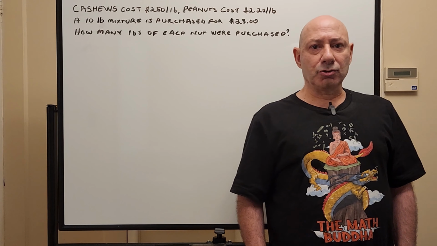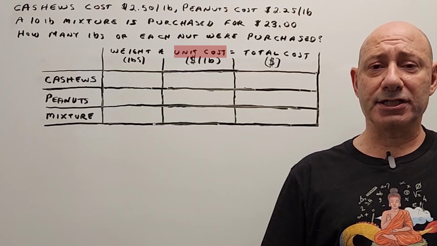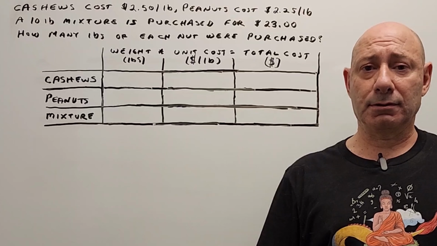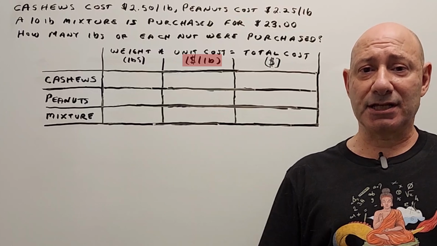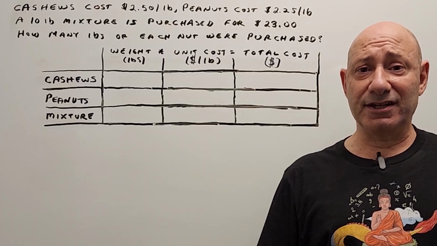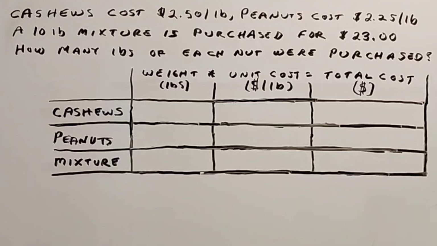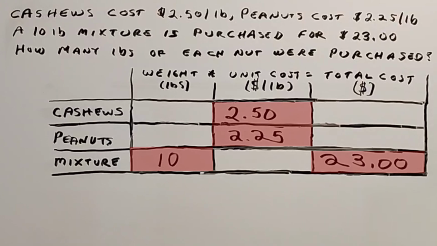For the algebraic solution, we always start with this table. The weight times unit cost equals total cost table. Or pounds times dollars per pound equals total dollars. Now, a lot of the information that goes into this table comes straight out of the problem. We're told the unit costs of the individual nuts, and we're also told the information for the mixture. And that information goes into the table right here.